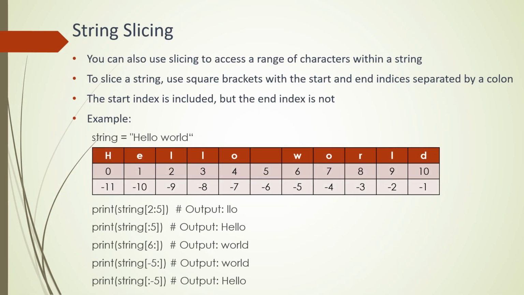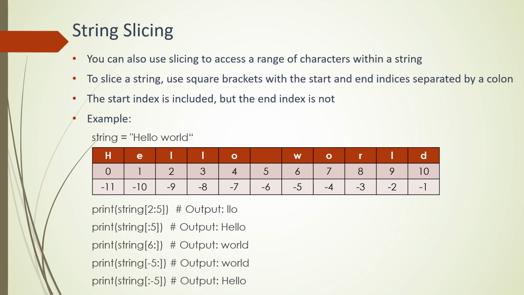In Python, you can use slicing to access a range of characters within a string. To slice a string, use square brackets with the start and the end indices separated by colon. The start index is included, but the end index is not. For example, if you want to print the third, fourth, and fifth characters, set the start index to 2 and the end index to 5. The output will be LLO.